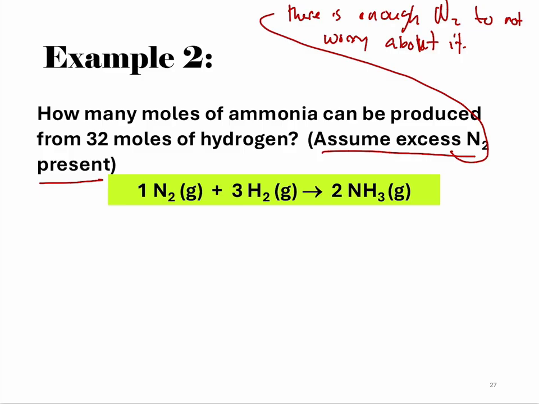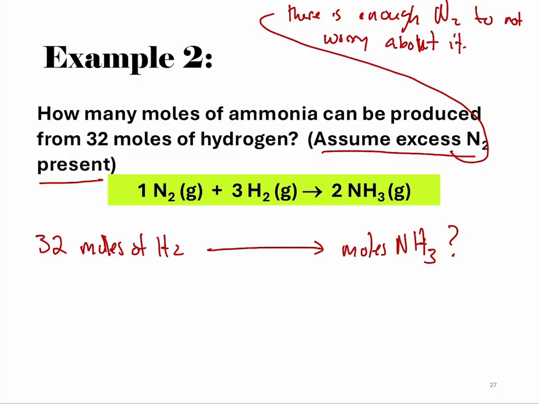We're asking how many moles of ammonia can be produced. So what are we trying to look for here? We want to find moles of ammonia, right? That's what we want to solve for. And what are we given? Moles of hydrogen. We're given 32 moles of hydrogen. So how do we convert between these two? What chemical quantity do we use for a chemical reaction?